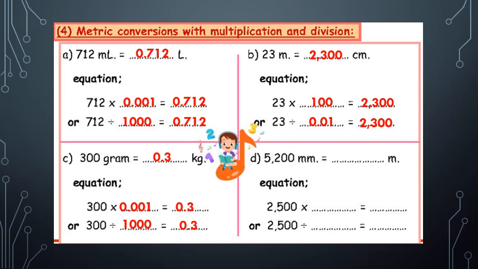D. 5200 millimeters equals what? Meters. From millimeter going up to the bigger unit meter, we divide by 1000. If we divide by 1000, that's equal to multiplied by 1/1000. Divide by 1000, that means the point moves to the left 3 steps. The point in front of the ones moves to the left 3 spaces. The point will be between 2 and 5. So 2 and 5/10 is the answer. And the same answer, 5200 times 1/1000, equals 2 and 5/10. So 5200 millimeters equals 2 and 5/10 meters.